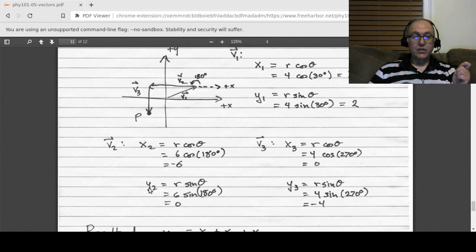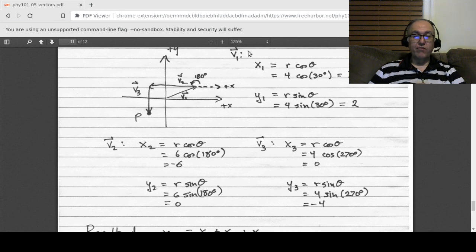And y2 is r sine theta. That's 6 sine of 180, which is 0. So there's my second vector in Cartesian. And then my third vector, which was an r of 4 and a theta of 270. So x3, the x component of the third vector, is r cosine theta. That's 4 cosine 270, which is 0. And the y component of my third vector is r sine theta, 4 sine of 270, which is -4.